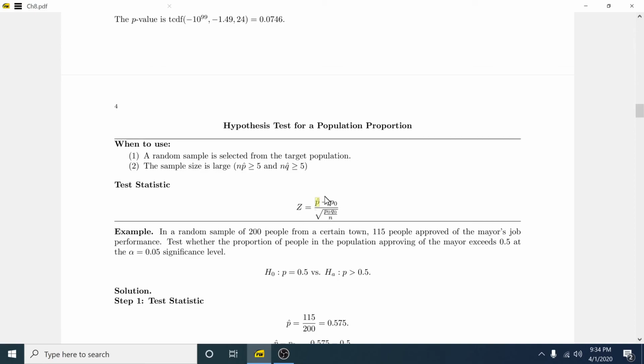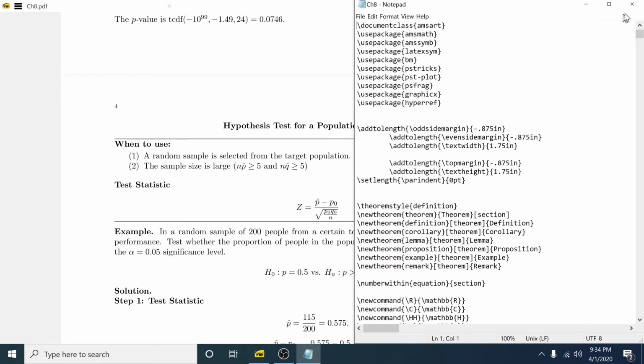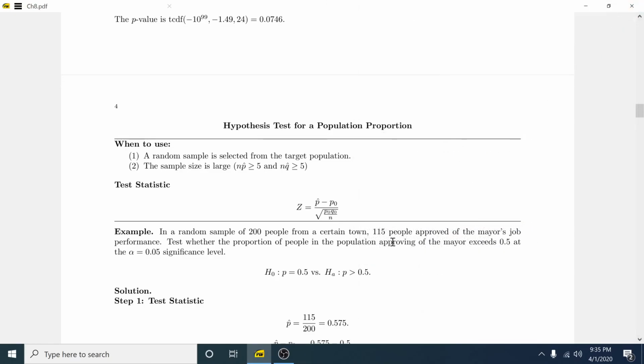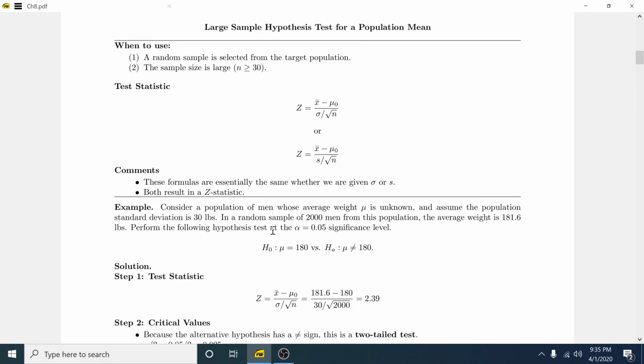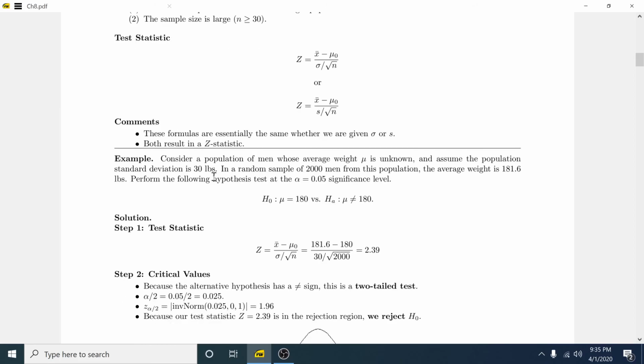Now, this population proportion kind of stuff, this is when you're looking at binary problems, like you're looking at whether someone approves of the mayor or not. That's either a yes or a no. That's a population proportion. But a population mean is something like quantitative data, like you're talking about the weight of a person or the height of a person or someone's cholesterol level or blood sugar level or something like that. So when you're dealing with quantitative data, that's a population mean. And when you have a large sample, that tells you you're going to use this test statistic here.